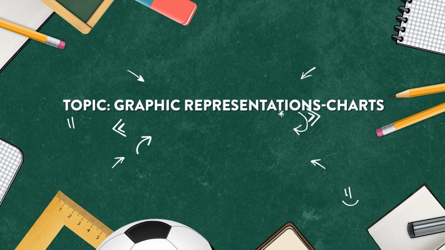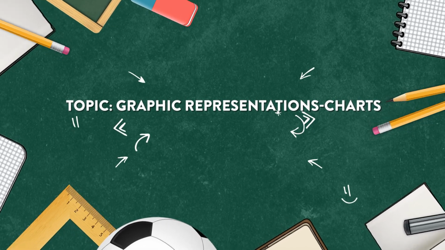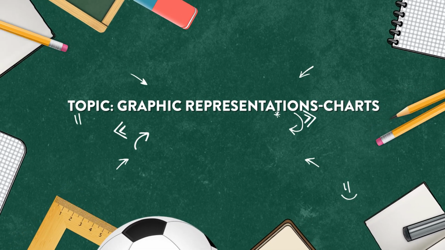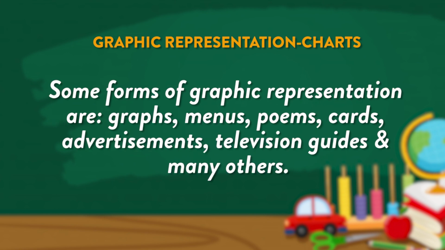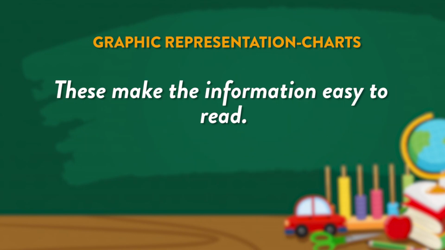Now before we start today's lesson, let's recap what we know already about graphic representation. Graphic representations are attractive ways to place information. We also discussed some forms of graphic representations such as graphs, menus, poems, cards, advertisements, television guides, and others. Now, we said that graphic representations make information easy to read and understand.